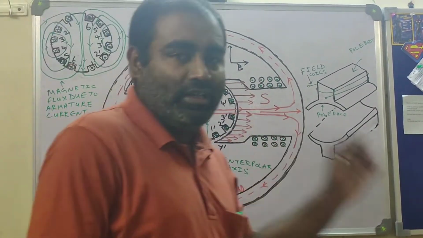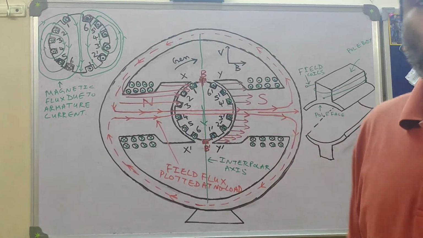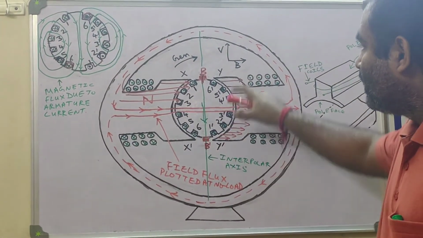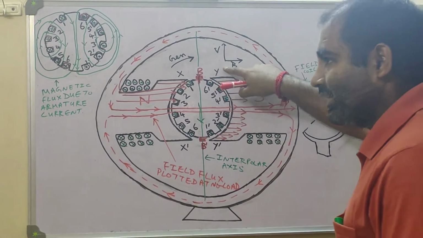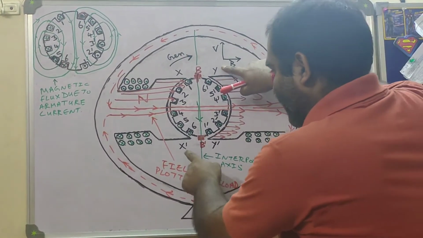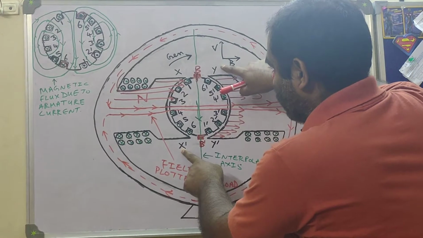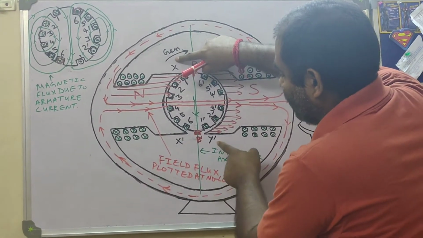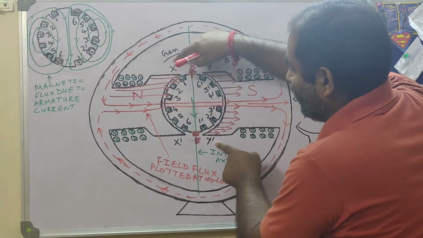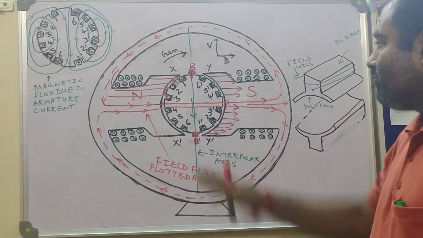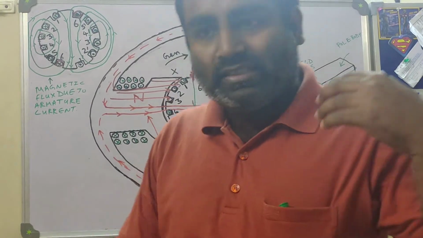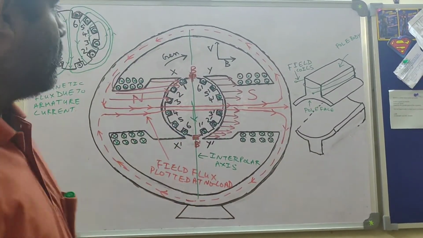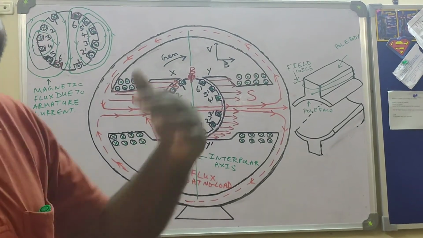So by this you can figure out which pole tip is leading pole tip and which pole tip is trailing pole tip. Over here, which are the leading pole tips? Pole tip Y is leading pole tip and pole tip X dash is also leading pole tip. Whereas pole tip X is trailing pole tip and pole tip Y dash is also trailing pole tip. Okay. So I am reminding you of these things again so that you have a ready reference when I explain in the later part.